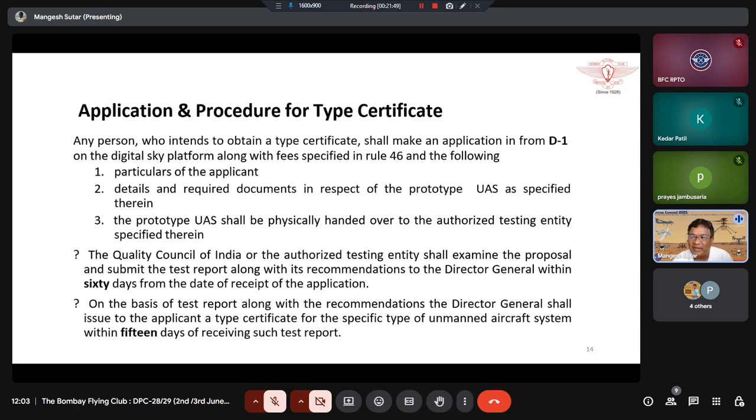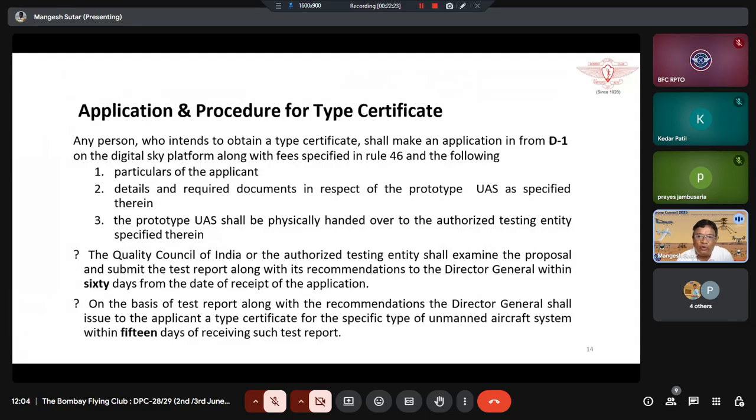Once you make this application and pay the fees, the authorized testing entity will get connected with you and tell you to submit the documentation and the physical prototype. Initially they were asking for only one drone, but now they are asking for 3 prototypes, 3 drones. They will take 60 days to analyze your documents and your drone. They will be doing a lot of testing around your drones, and they will ask you for a lot of documentation. There is a huge activity in itself.